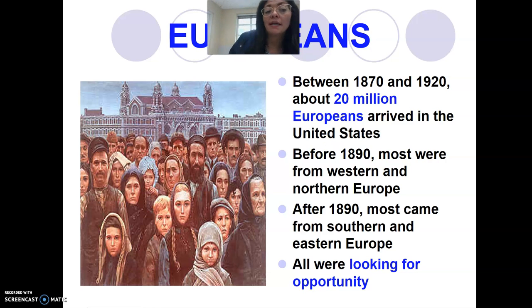So European immigrants between 1870 and 1920, about 20 million Europeans arrived in the United States. Remember, between 1870 and 1890, most of them are from Northern and Western Europe. After 1890, they're coming from Southern and Eastern Europe, and these are people who are considered, air quote, less desirable immigrants, coming in poorer, often fleeing persecution with very little resources on hand, and they're coming for opportunity.